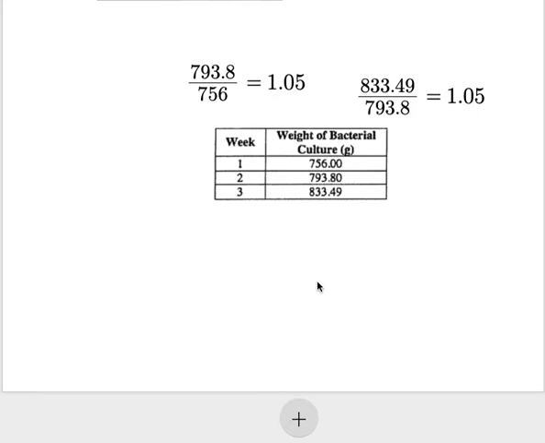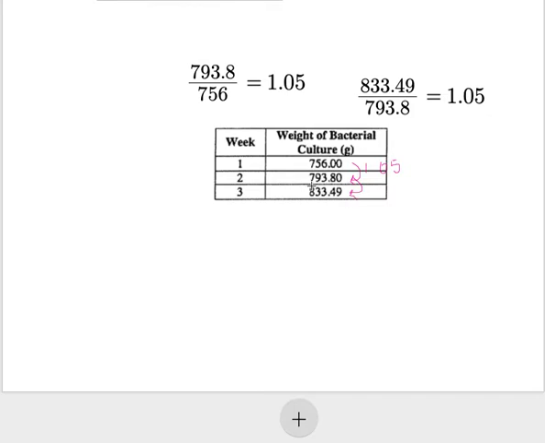Okay, I could do 756, from here to here. I could times that by 1.05 and see if I'm getting, right, 793.8. And then I could do the same thing here. If I do that, I see that it is consistent. So I do know my multiplier. My multiplier is 1.05. All right, so how am I going to find my starting value?